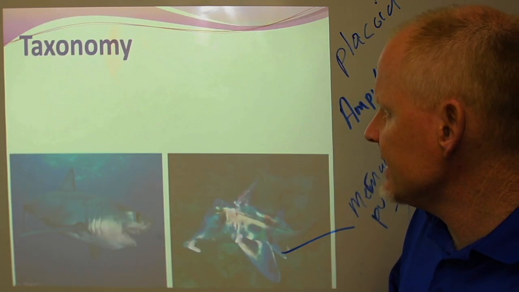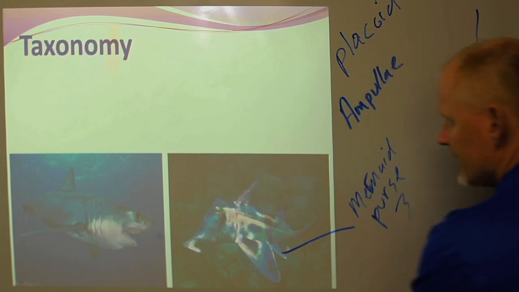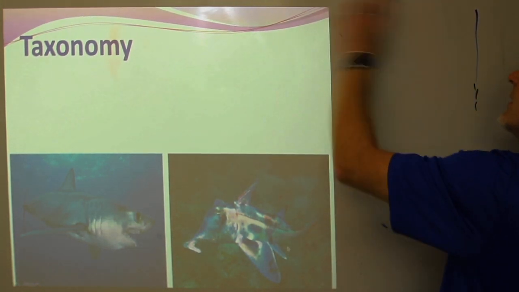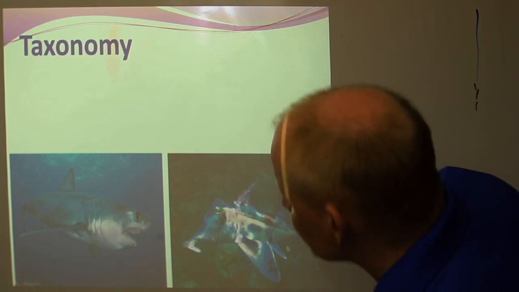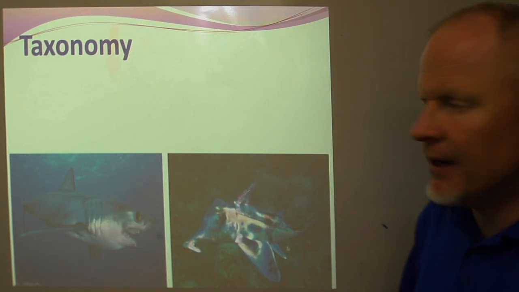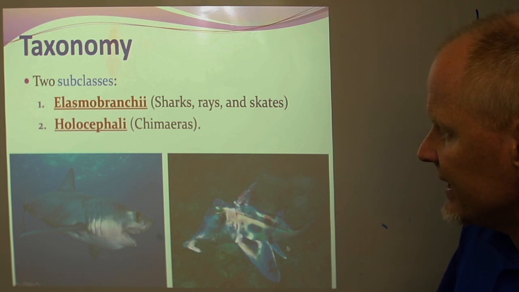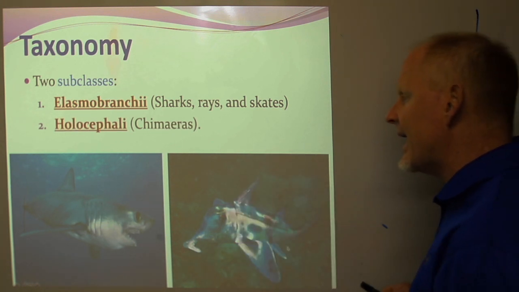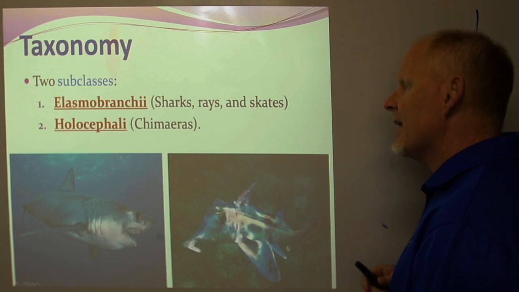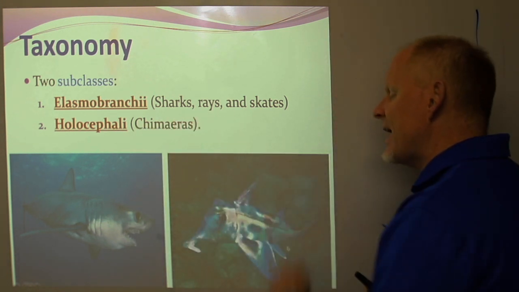Okay, so now this leads us into talking about taxonomy. So now we can talk about kind of the different groups here of chondrichthyan fish. So again, a lot of diversity here. There are two subclasses within the class Chondrichthyes. There are the elasmobranchii and then there are holocephalii. The elasmobranchs include sharks, rays, and skates.